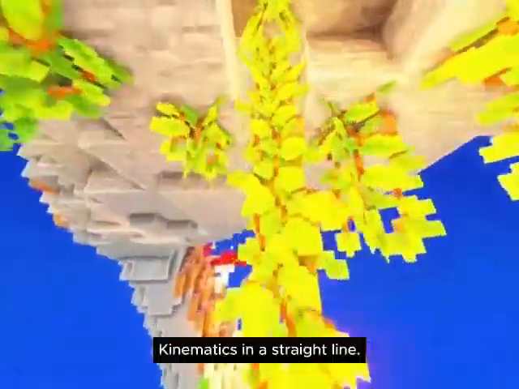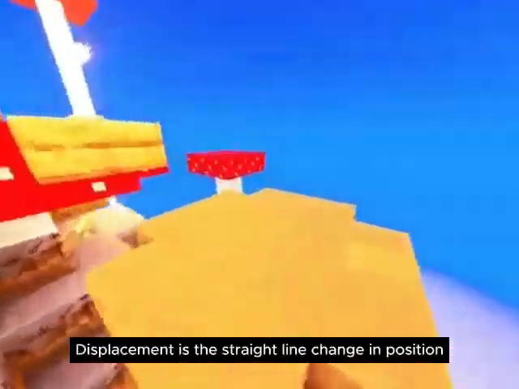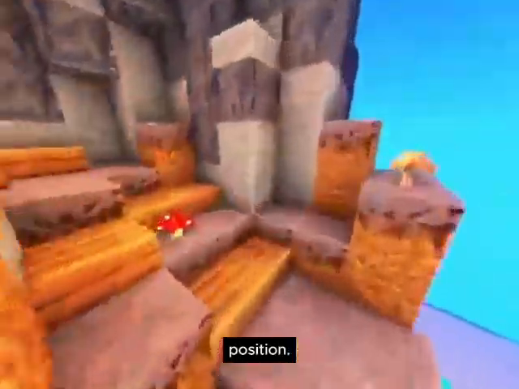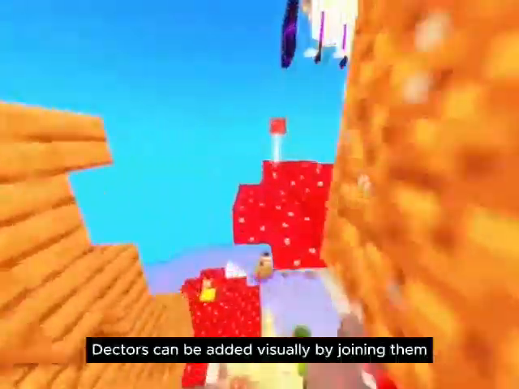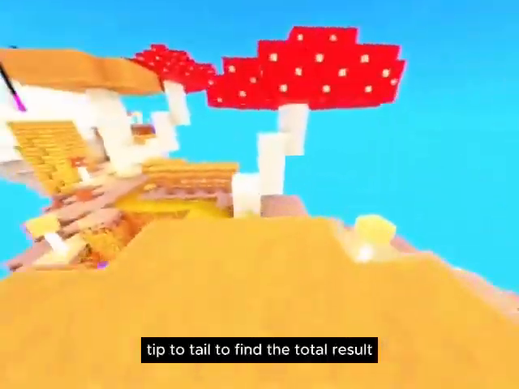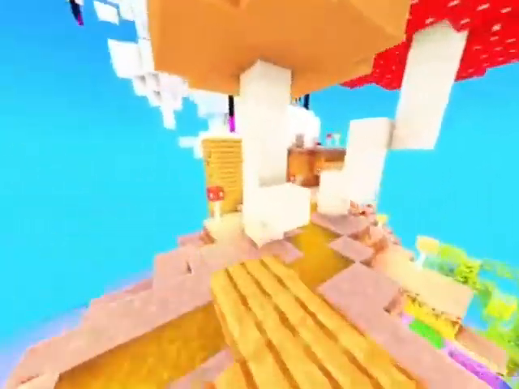Chapter 1, Kinematics in a Straight Line. Calculating displacement. Displacement is the straight line change in position from a starting point to an end point. It is calculated as final position minus initial position. Vectors can be added visually by joining them tip to tail to find the total resultant displacement.